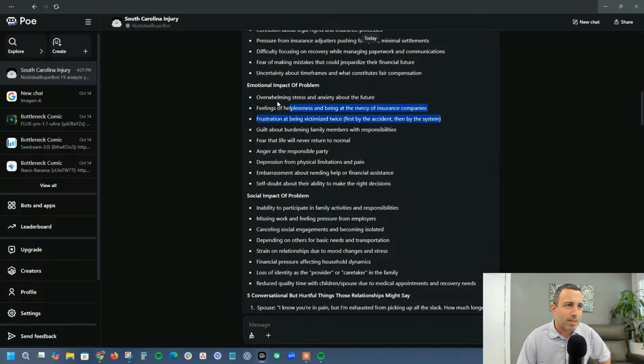That's amazing, because one of our longest clients, the oldest clients that we have, we've had them for 12 years. We've been working together, and their motto is don't be a victim twice, first by the accident, then by the system. Guilt about burdening family members with responsibilities, fear that life will never return to normal.